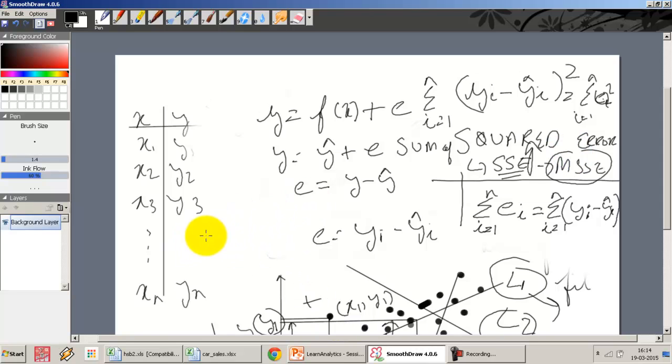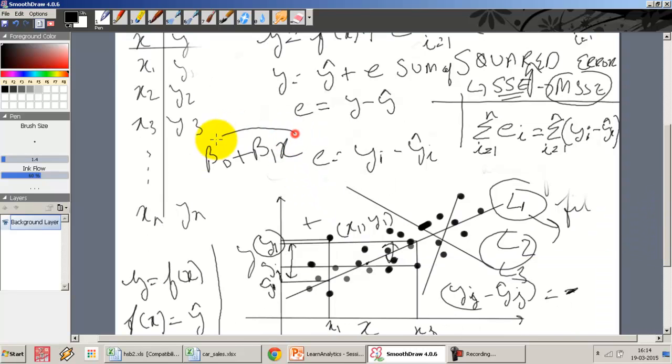So let's assume that line has a formula of beta naught plus beta 1x, where beta naught is nothing but the y-intercept, and beta 1 is the slope of x and y. So this becomes my formula.